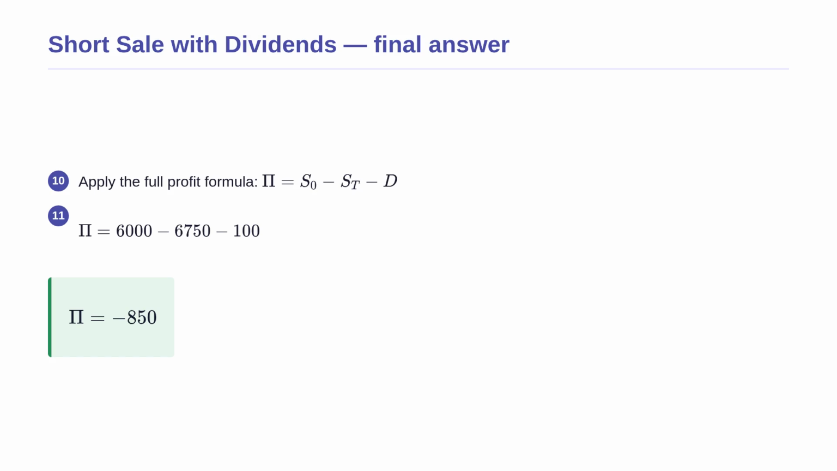Now we bring it all together to find the final answer. We use our expanded profit formula, substituting the values we just calculated. We take our $6,000 of initial revenue, subtract the $6,750 spent on the buyback, and finally subtract the $100 dividend penalty. The result is negative $850. The investor suffered a total financial loss of $850. This perfectly illustrates how rising prices and dividend obligations can destroy a short trade.